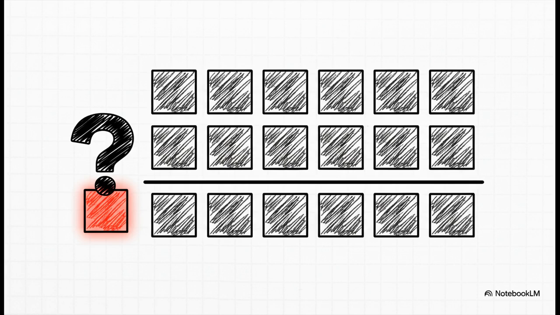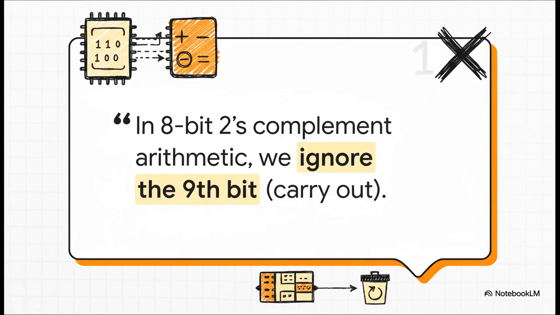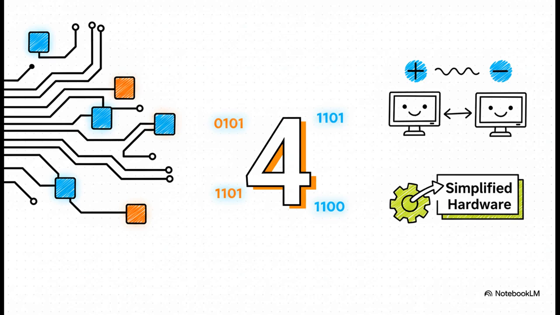Did we break it? Nope. This is actually the coolest part. See, the whole system is cleverly designed to work inside an 8-bit box. That extra 9th bit, which is called an overflow or a carryout, it just falls off the edge. It's outside the box, so we can just ignore it. And when we look at what's left inside our 8-bit box, 00000100, what is that? It's 4. It worked perfectly. 9 plus negative 5 equals 4, and we did it all without a single subtraction circuit. That is why 2's complement is king.